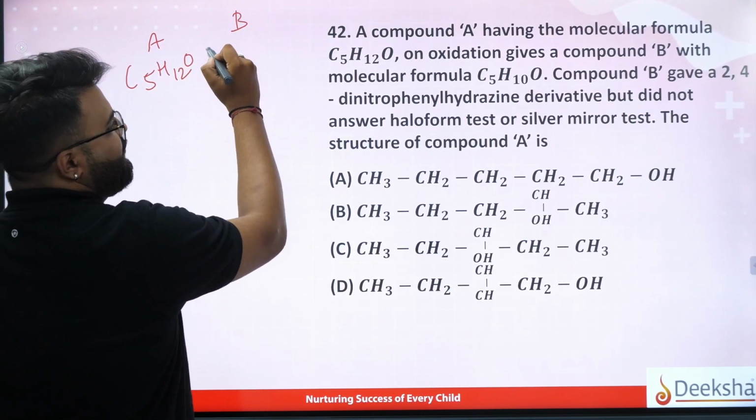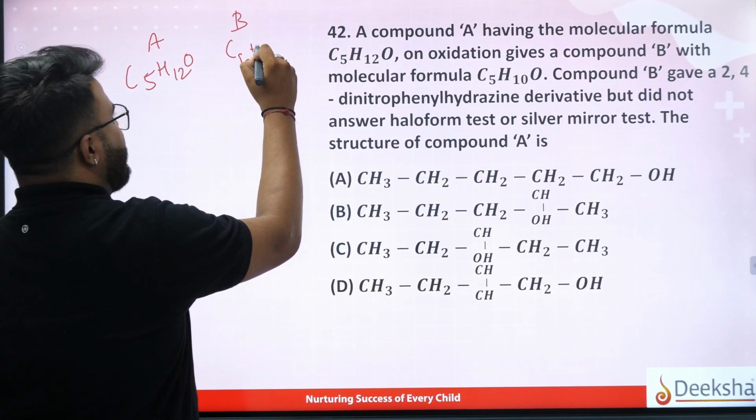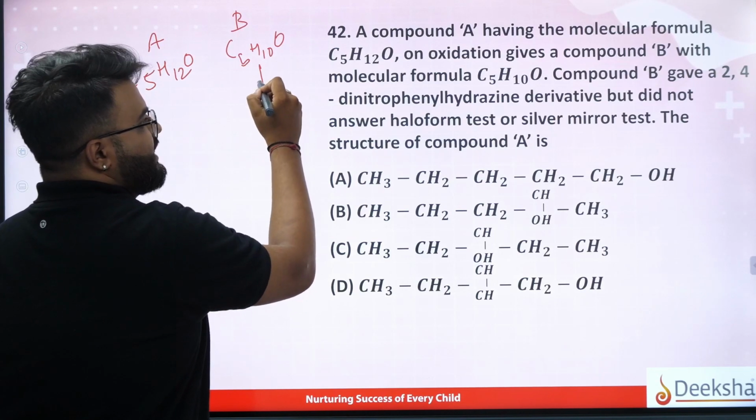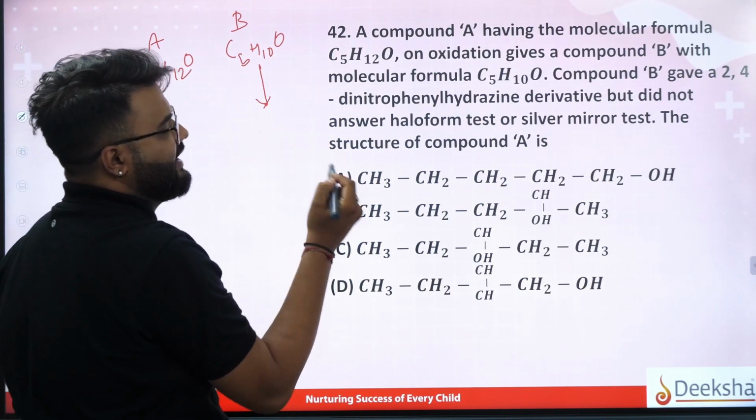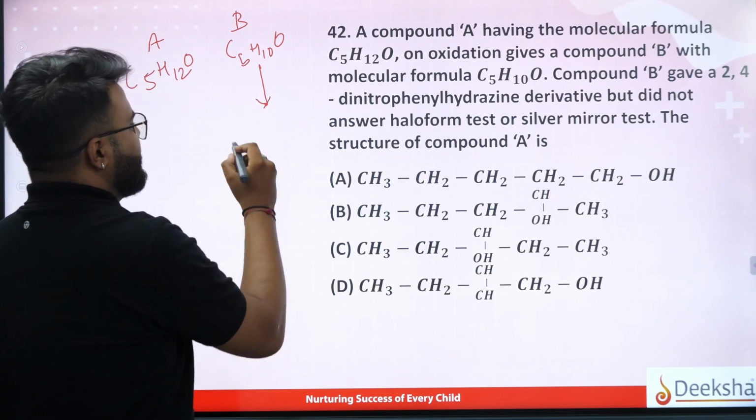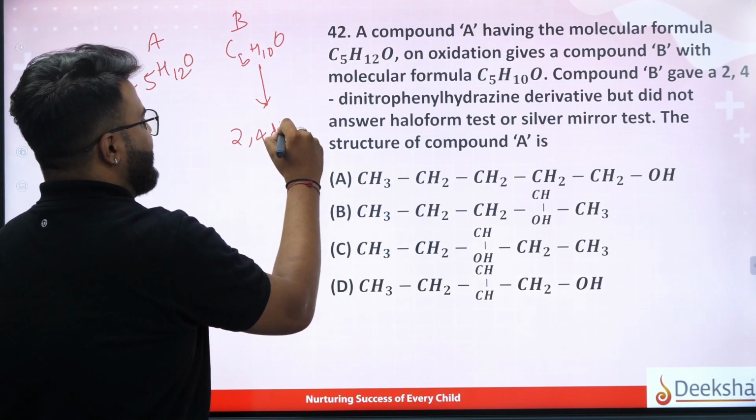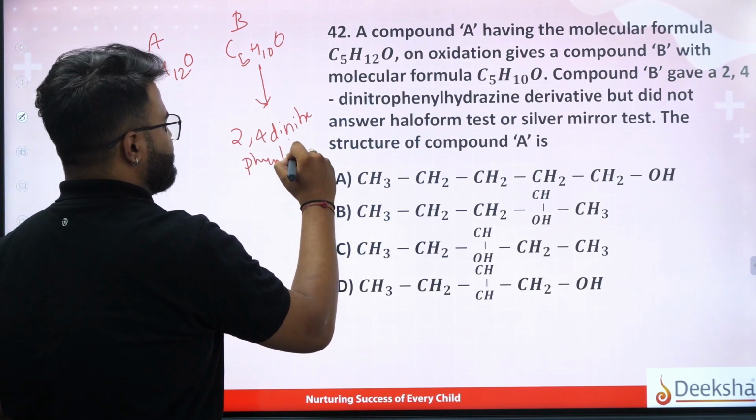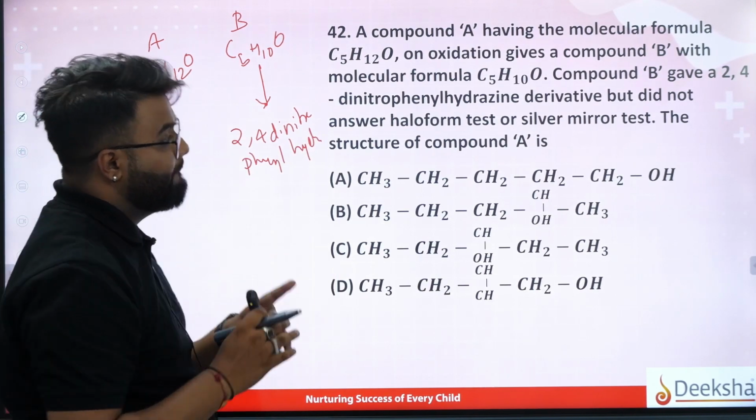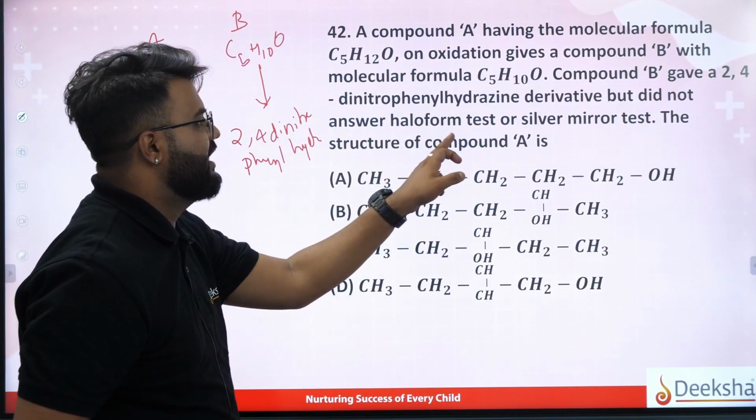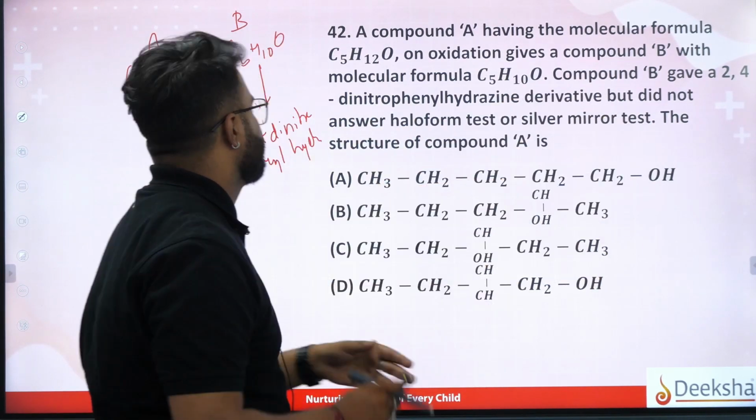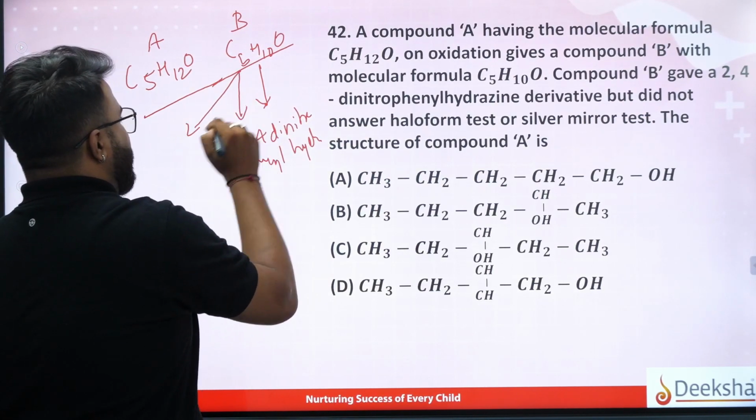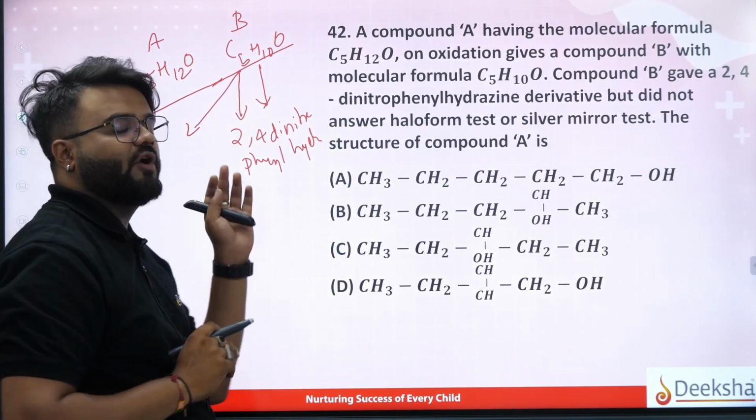Similarly, question number 42: a compound A has a molecular formula of C5H12O and B has a molecular formula again C5H10O. Compound B gave a 2,4 dinitrophenyl hydrazine derivative, but it did not answer for haloform test or silver mirror test. So this compound B did not answer for haloform test. It does not form a methyl chloride.